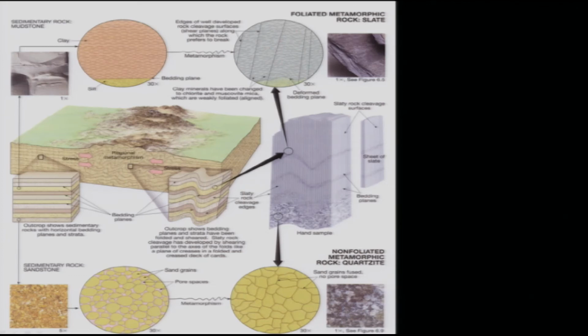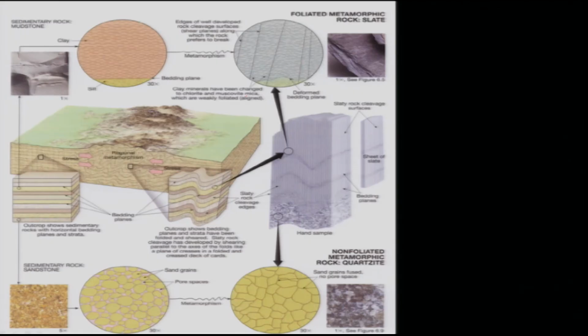Mudstones, if they are subjected to metamorphism, will show the development of cleavable surfaces, and you can break the rock easily along those planes. The beddings will be created and the clay minerals will change to chlorite and muscovite micas. This will provide weak foliations in an aligned, preferred orientation of the bedding planes.